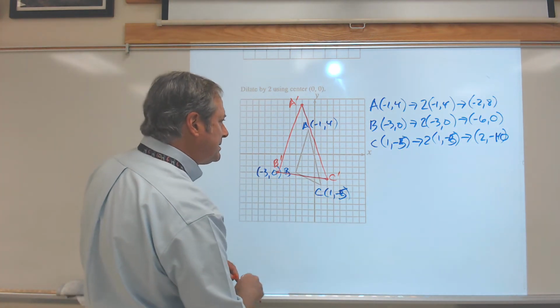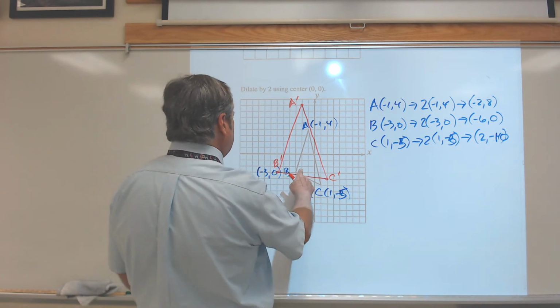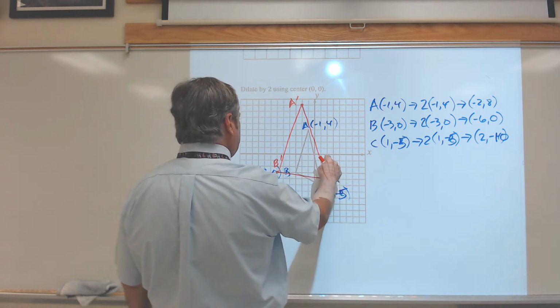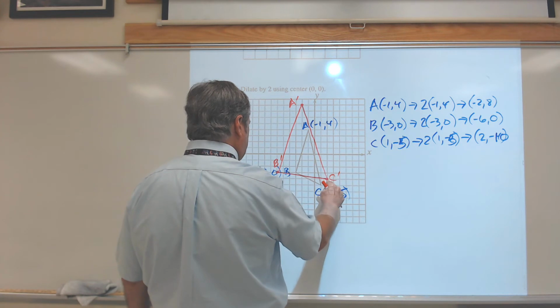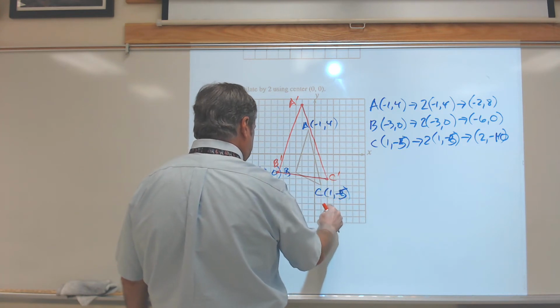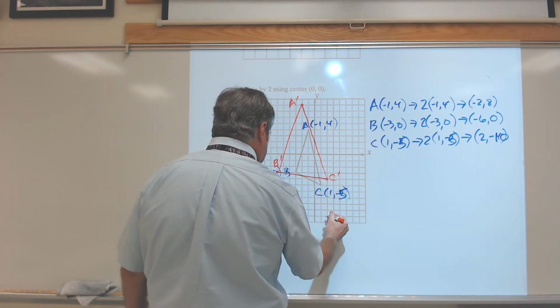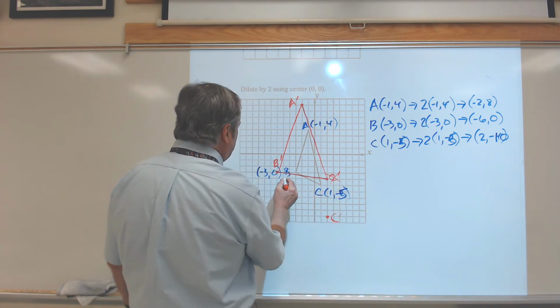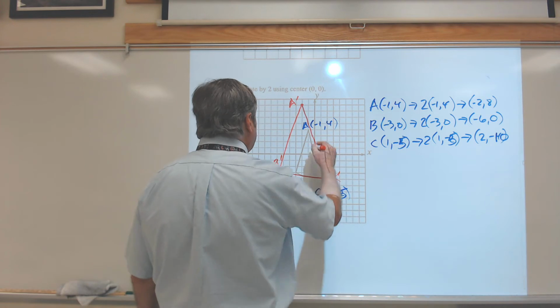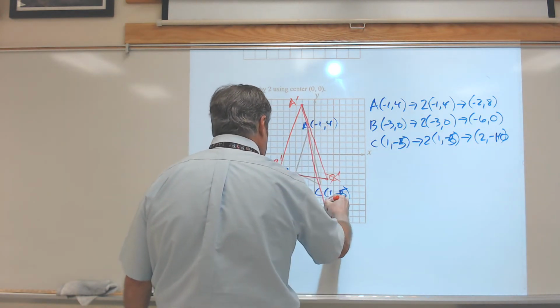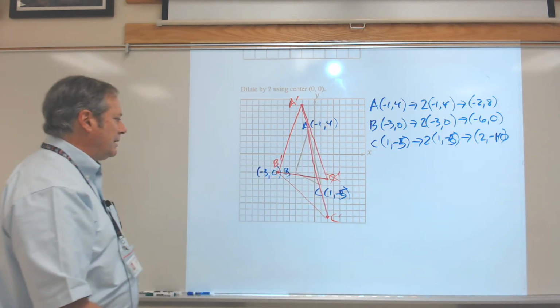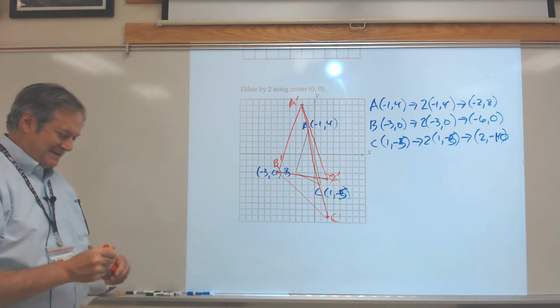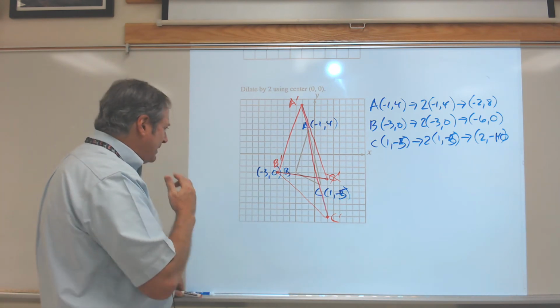So we got 2, -10. Where's my origin? There it is. That's 2, 1, 2, 3, 4, 5, 6, 7, 8, 9, 10. All right, so that's the C prime. That's where C prime should be. And yeah, that looks a little bit more like it should be. All right, but here's the point.